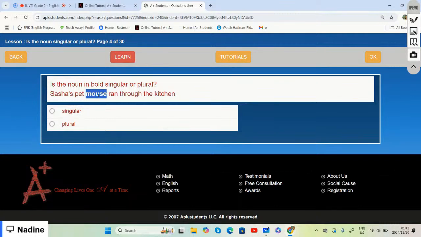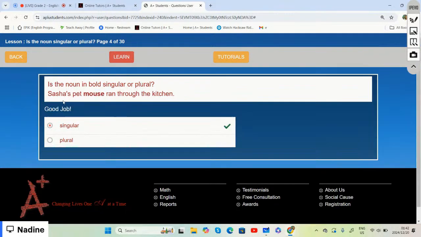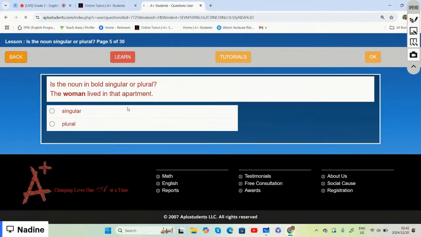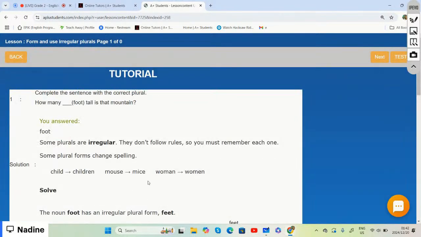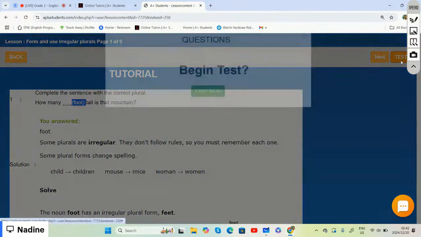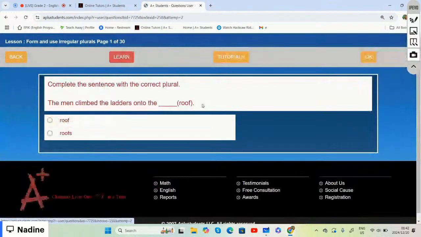And if we were to choose the option, then yes, mouse is singular. It refers to one mouse. Well done. Singular is correct. All right, now we're going to form and use irregular plurals. We're now going to change the words in brackets to a plural form, right? So now we're going to our test and we're going to do that.